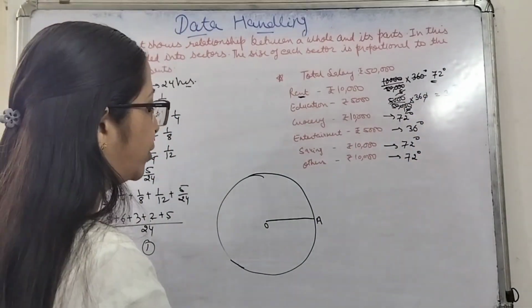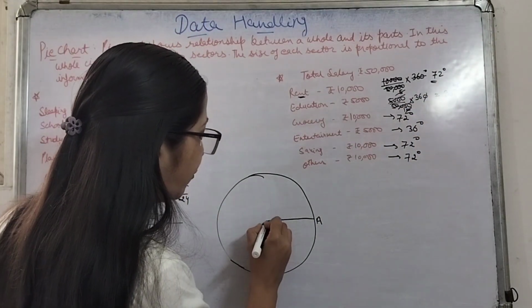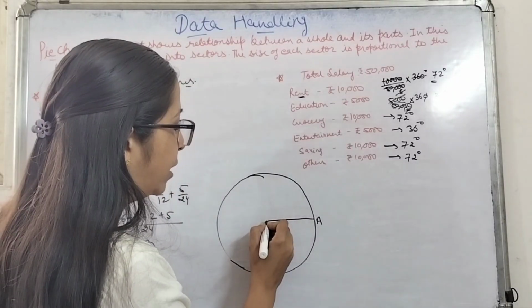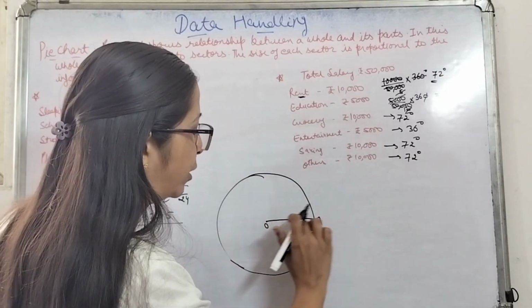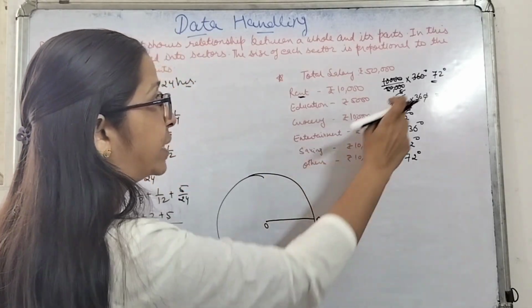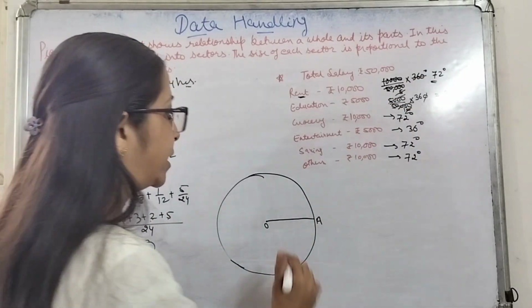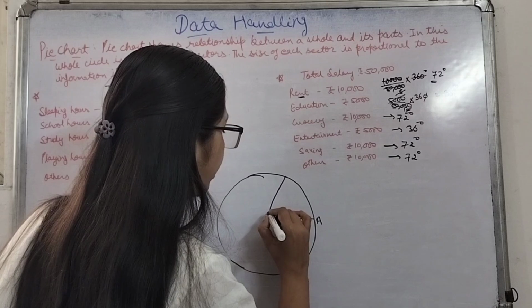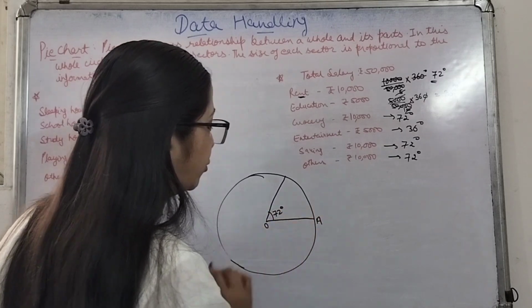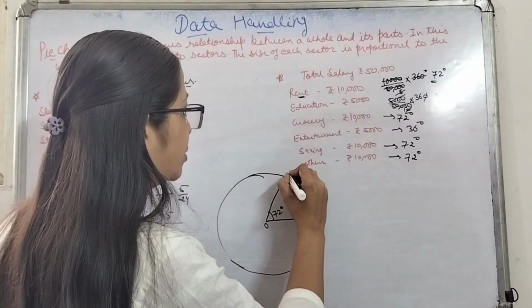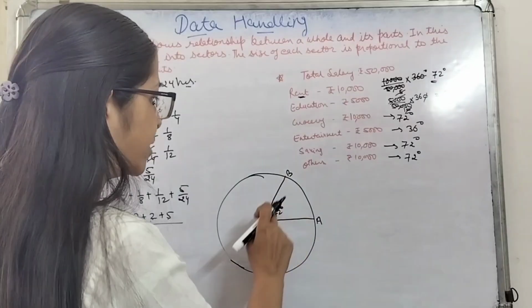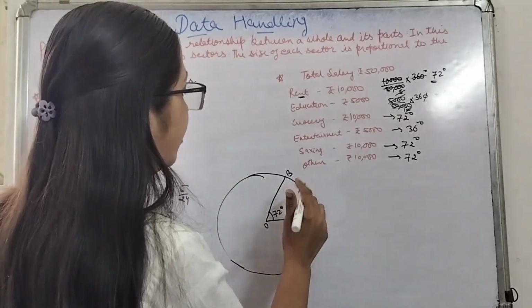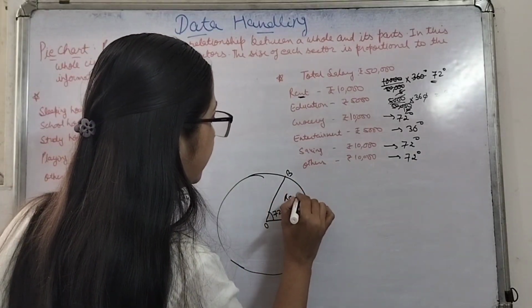So what we will be doing is using your protractor, we will be keeping at center the middle line, and your line will coincide with your OA. We will be making an angle of 72 degrees. Suppose this is your 72 degrees, right? Suppose this is your point B. This is your central angle, which is 72 degrees, which shows your rent.